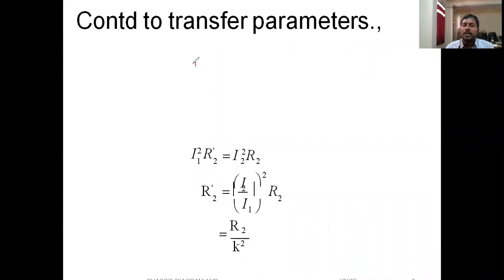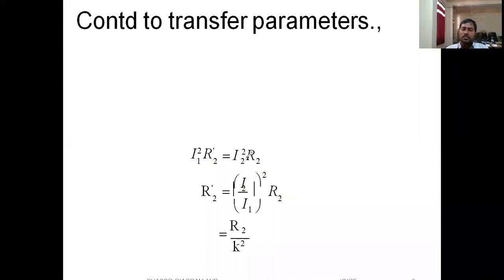So secondary copper losses is I2 square R2. If you want to transfer this resistance to primary, this is secondary to primary. This is the primary side, so the primary side current never changes. That is I1 square. Here this R2 resistance will change, so the changed value I am representing as R2 dash. But the primary current does not change. I am not changing any current from the primary.